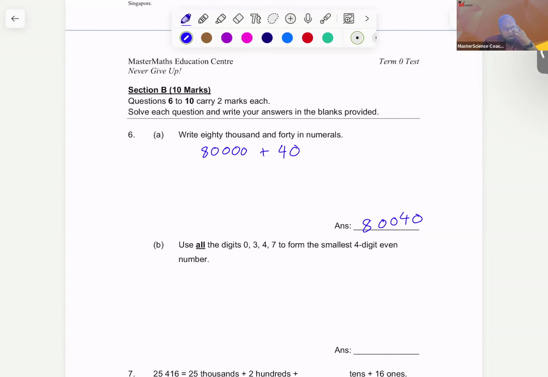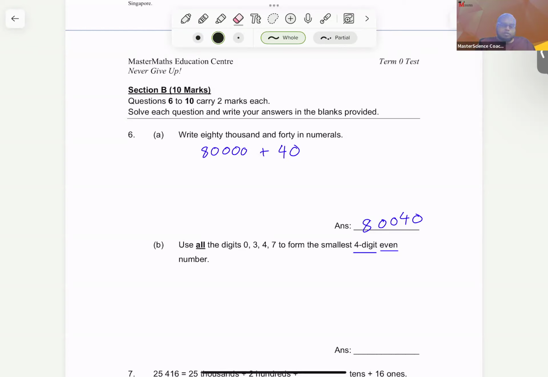Okay, now the next question, use all the digits 0, 3, 4, and 7 to form the smallest 4-digit even number. There's a 0 there as one of the options. Can I start with a 0? Cannot. Why cannot? Because 0 is what? Empty. Because 0 is nothing.